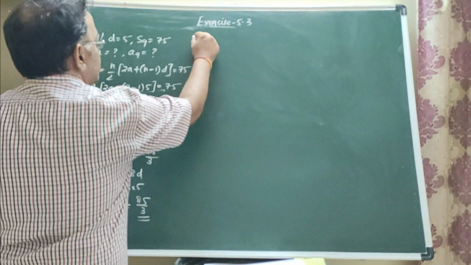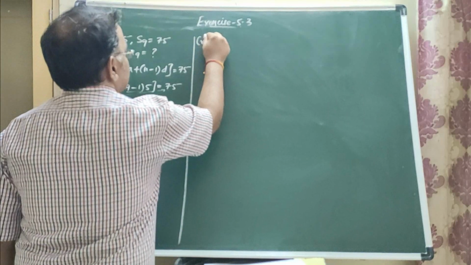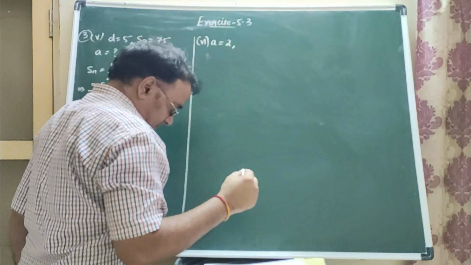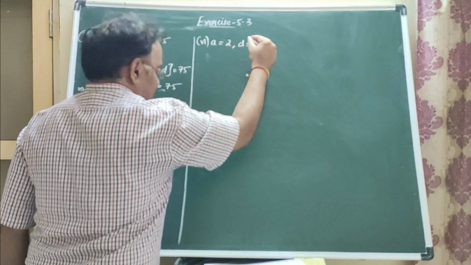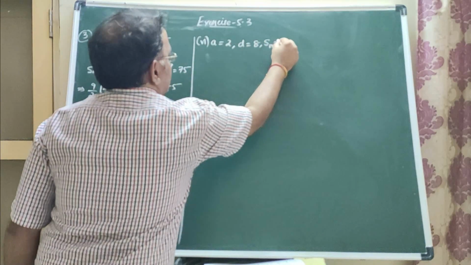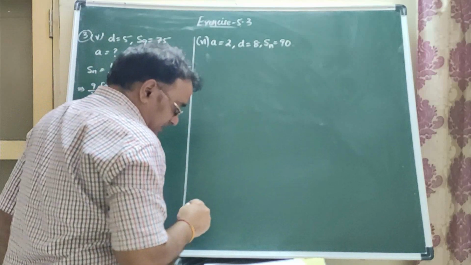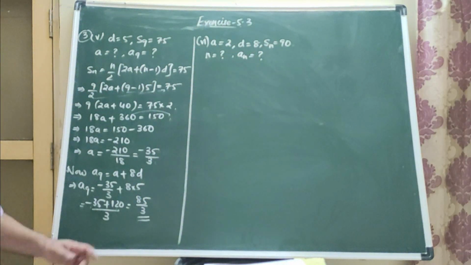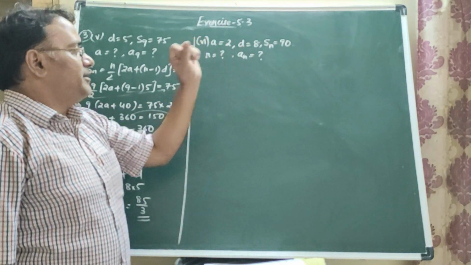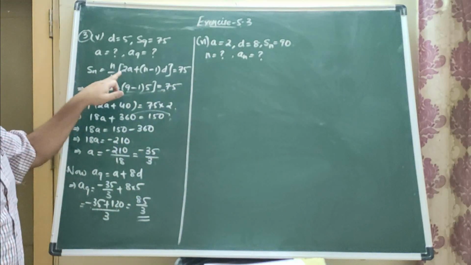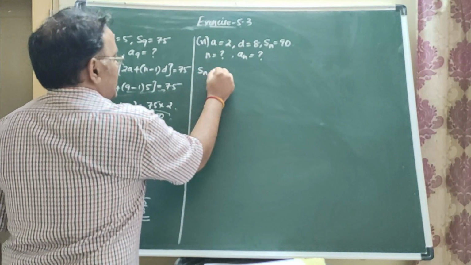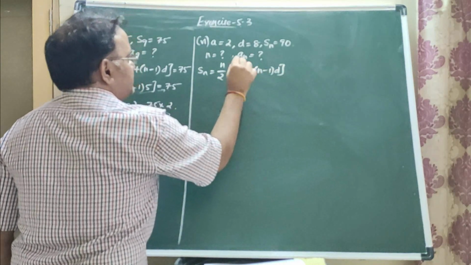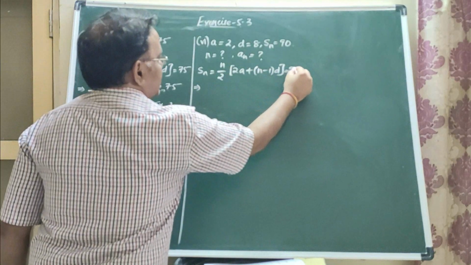Now next question, next bit, the sixth bit. Given a is equals to 2, d is equals to 8, and Sn is equals to 90, and we need to find n and an. तो इसमें फर्स्ट टर्म और कॉमन डिफरेंस दिया हुआ है, Sn दिया हुआ है. सो अगेन विल यूज द सेम फॉर्मूला, the first formula Sn is equals to n upon 2, 2a plus n minus 1 into d. This will imply, and this is equals to 90.